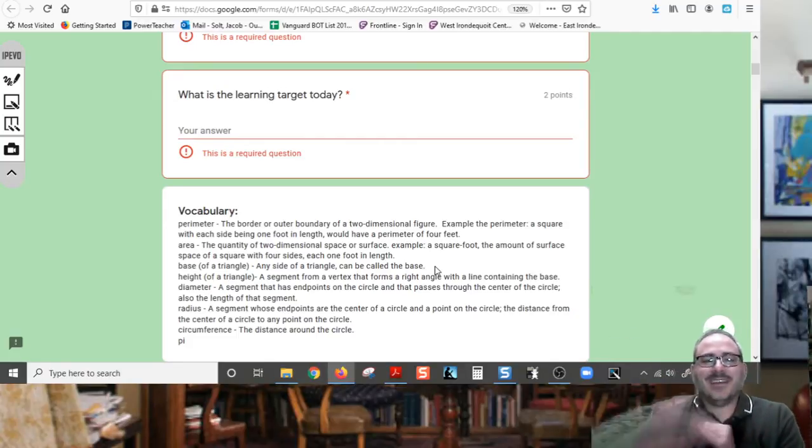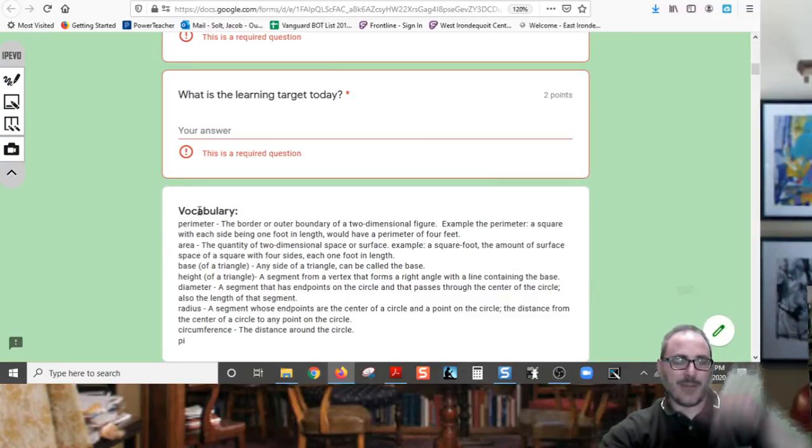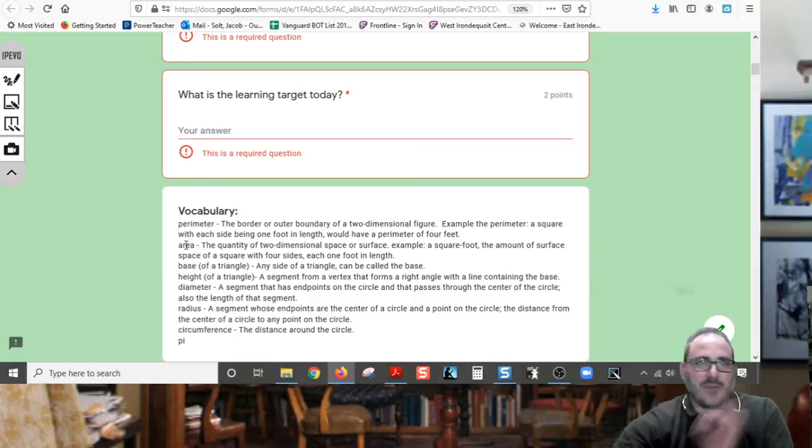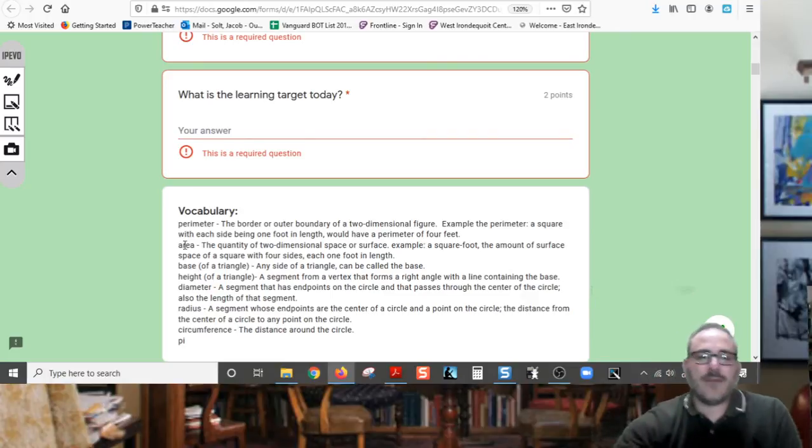All right. So we talked about perimeter. It's the distance that goes around a polygon. Area is how many square feet, square inches, square centimeters. It's the amount of space, the two-dimensional surface space of a figure.